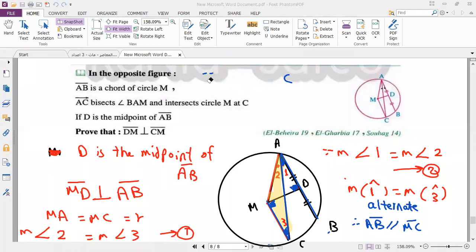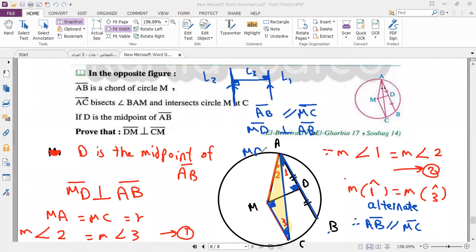Or we can use the information we know from our prior knowledge. If we have two parallel lines, this is L1 and this is L2, and we have a line perpendicular to one of them, this line L3 is going to be perpendicular to the other. So since AB is parallel to MC and MD is perpendicular to AB, that leads to MD being perpendicular to MC. That's it.